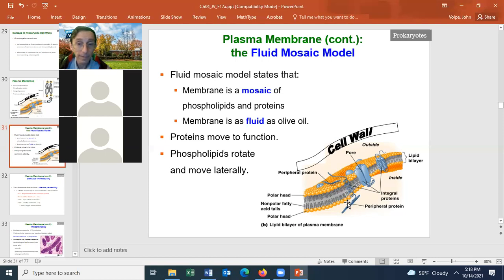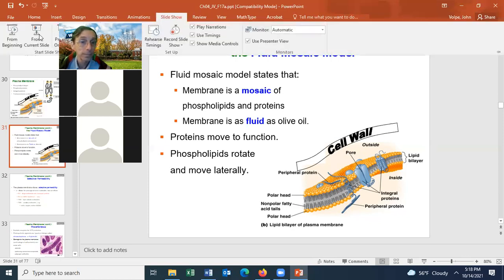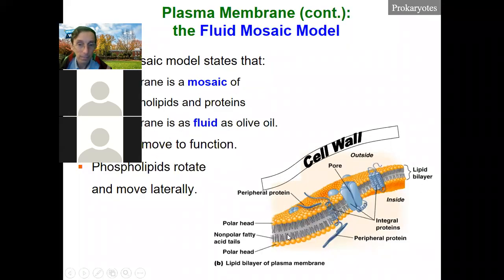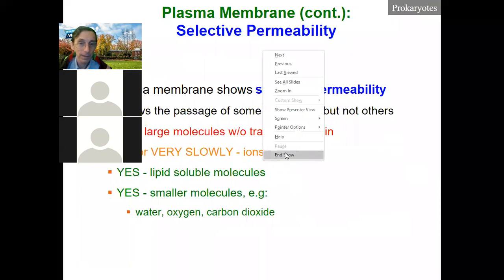The phospholipids themselves can move and rotate laterally. First of all, they can, let me blow that up a little. The phospholipids can rotate this way, but they can also move around.